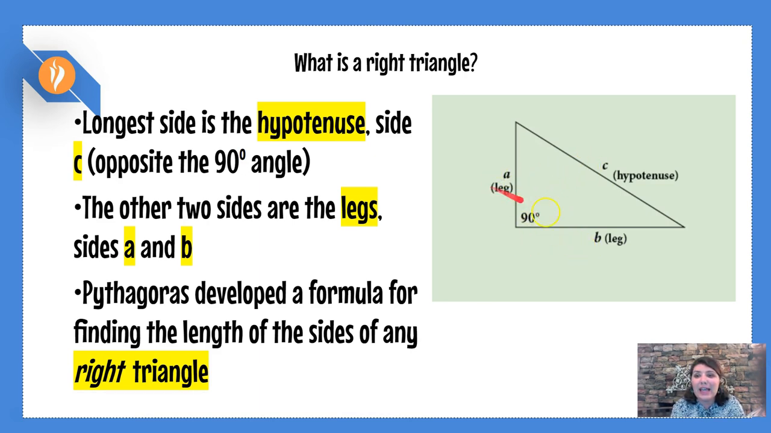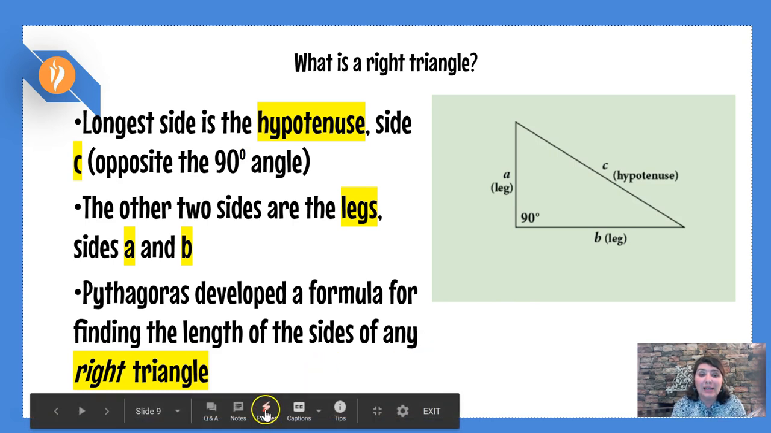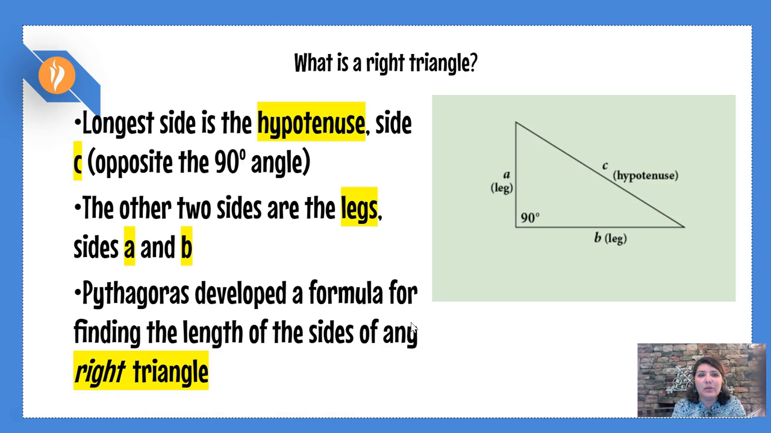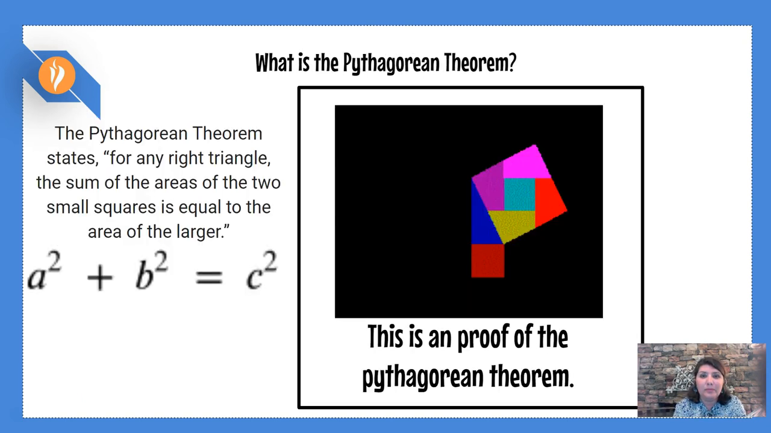These other two sides, A and B, they're both called legs, and either one of them could be A or B. So those are the other two legs, and then C is the hypotenuse. And Pythagoras developed a formula for finding the length of the sides of any right triangle. So one of the big things I want you to remember today is that this only works for right triangles. If it's a different kind of triangle, if it doesn't have a 90-degree angle, this formula is not going to work for it. All right, so what is the Pythagorean theorem? That's what we're going to be talking about today.